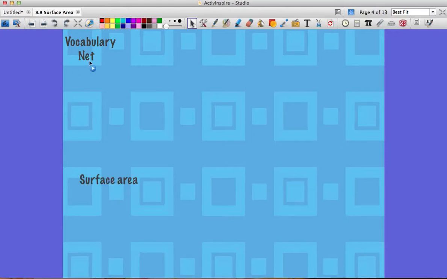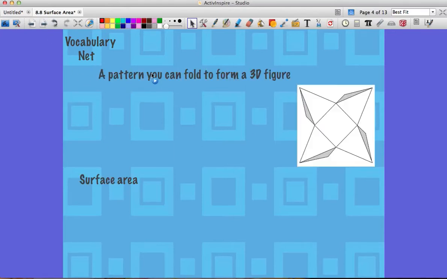Okay, so we said a net is the pattern you can fold to form a 3D figure. The surface area is the sum of all the areas of a 3D figure's faces. So what this means is we can break down 3D figures into their nets, and then if we can find the area of each of these individual shapes, we can find the surface area of the entire shape.